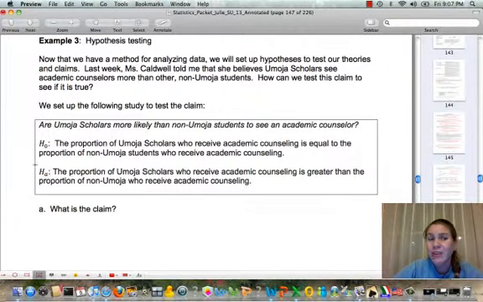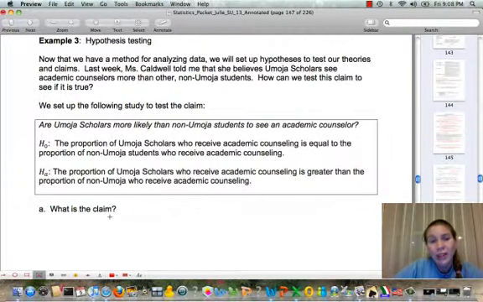Down here, H sub A is the alternative hypothesis. So you can remember A for alternative hypothesis. Sometimes this is written H sub 1, so you may see that occasionally in some of the examples. And the alternative hypothesis is saying the proportion of Umoja scholars who receive academic counseling is greater than the proportion of non-Umoja students who receive academic counseling.